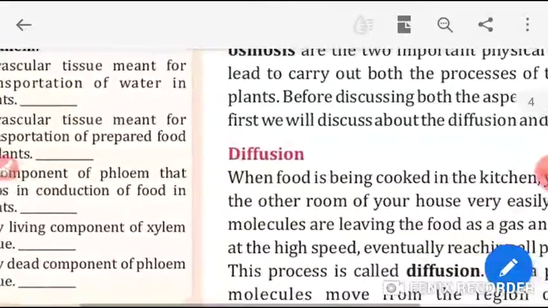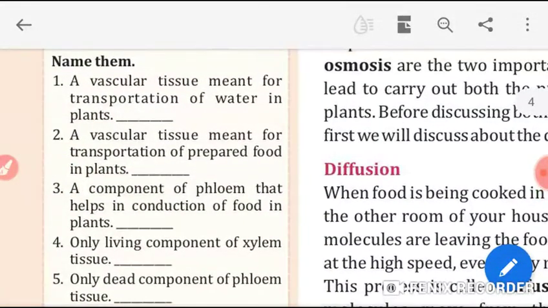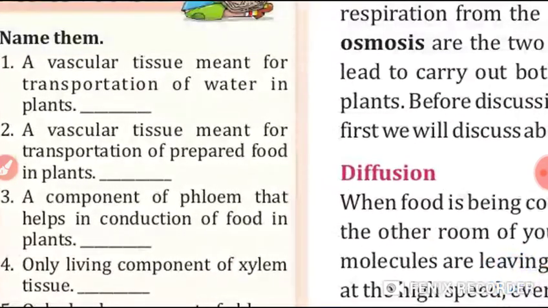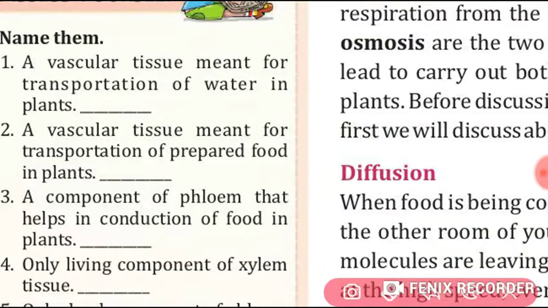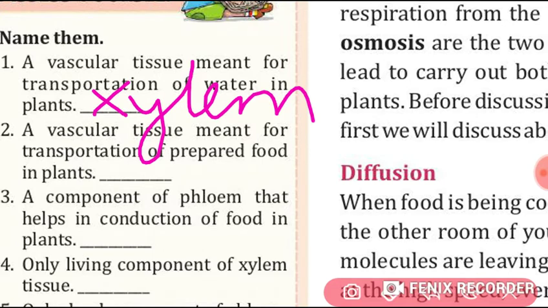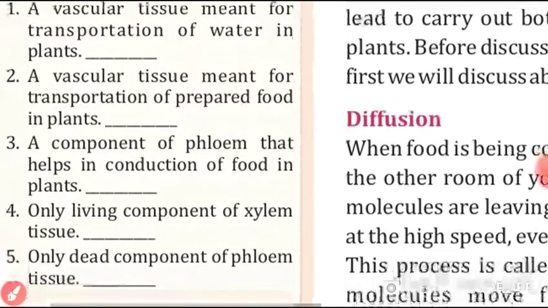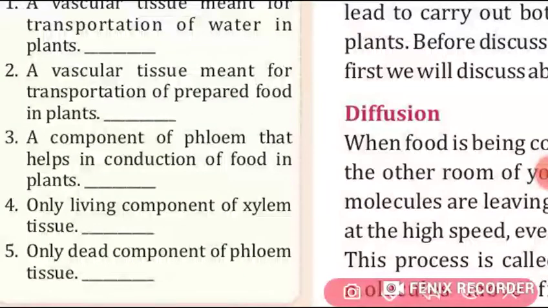First, name them. A vascular tissue meant for transportation of water in plants. What is its answer, students? Its answer is xylem. Second, a vascular tissue meant for transportation of prepared food in plants. Answer is, students, phloem.